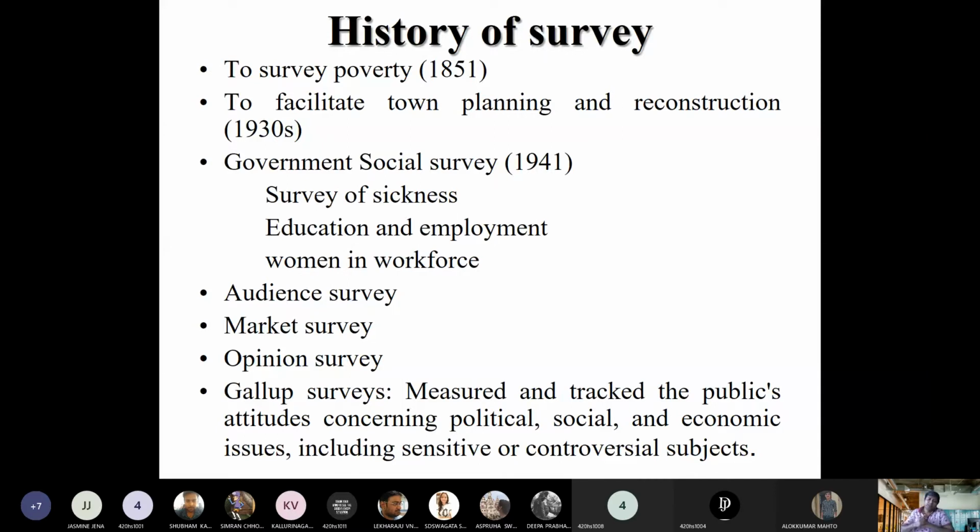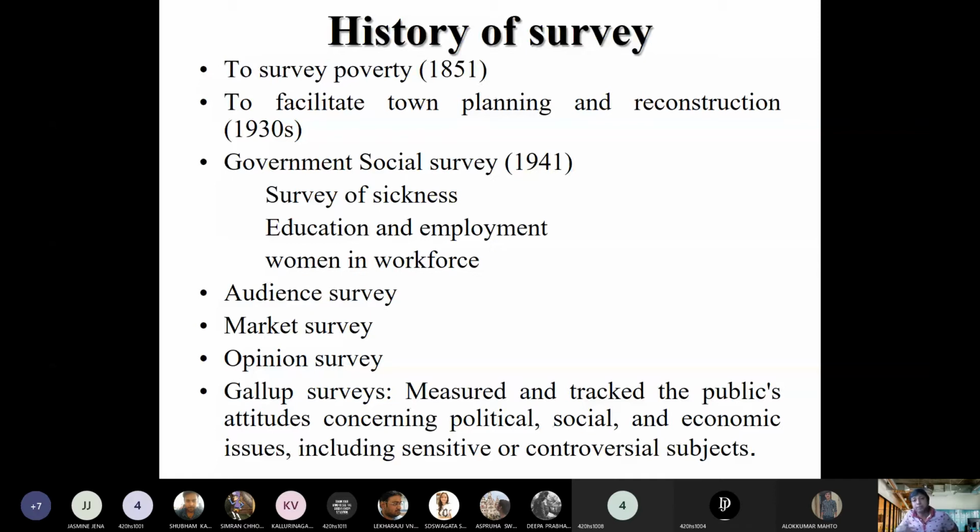Then another is the Gallup survey. It measures and tracks the public's attitude concerning political, social, and economic issues, including very sensitive and controversial subjects. The Gallup survey is a very old kind of survey used to measure and track the public's attitudes concerning political, social, and economic issues. Suppose there is a market crash and an economic fall in the country. Then we are measuring the public attitudes and public opinions towards the economic issues in this country.